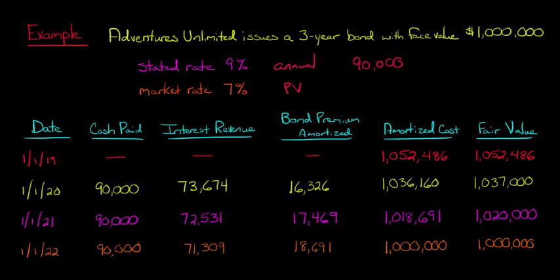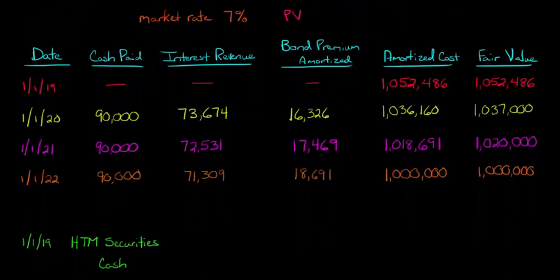What we get for the bonds comes out to $1,052,486. When we think about our journal entry, we're going to debit held to maturity securities for $1,052,486, and let's say we paid cash for this, so then we credit cash $1,052,486. That's just what we start with. If we were to look at our balance sheet right after we bought these bonds, we'd see an asset of held to maturity securities of $1,052,486. That includes the face value plus the $52,486 premium that we paid for these bonds.